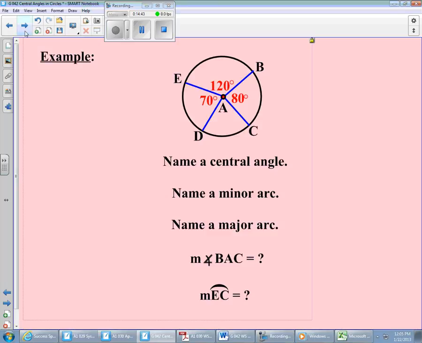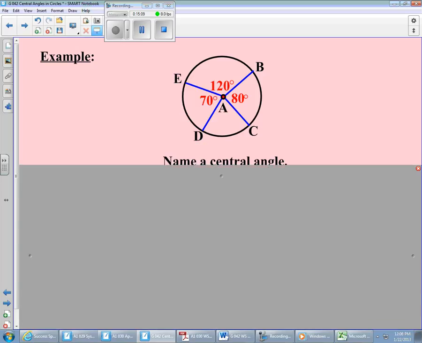Okay, let's see if we can put some of this information to use. These are typical type questions, any of which might be fair game in a question dealing with central angles or the intercepted arcs that go with them. So I'll give you a moment to copy this down, and then we'll see if we can address some of these questions.